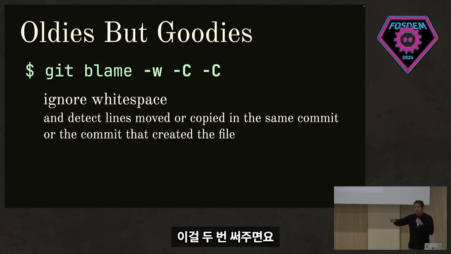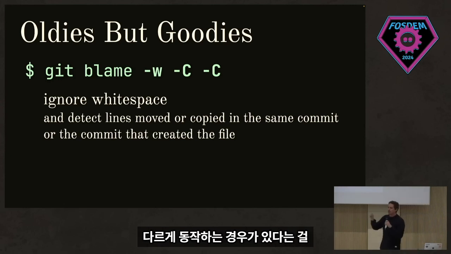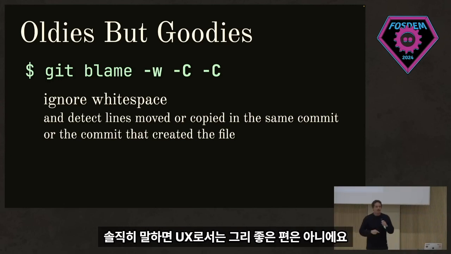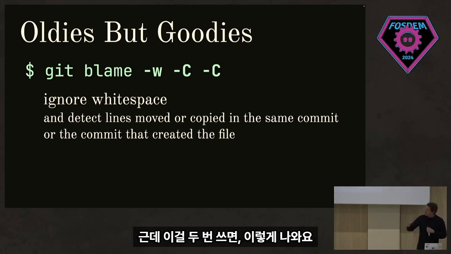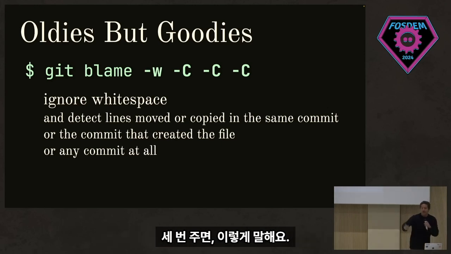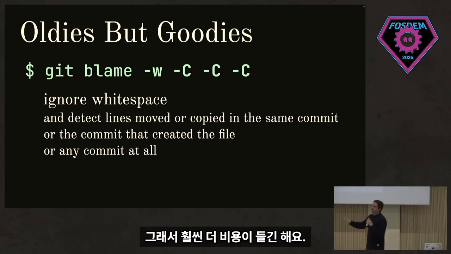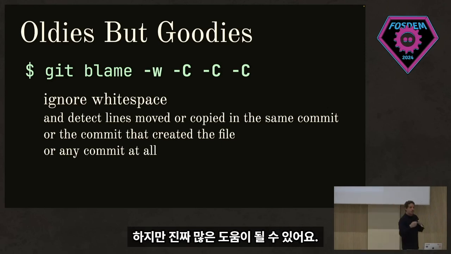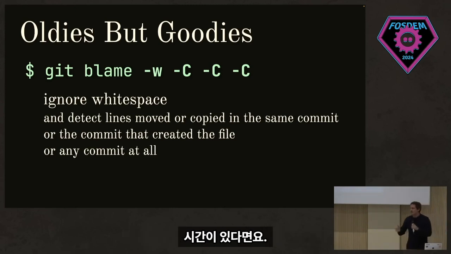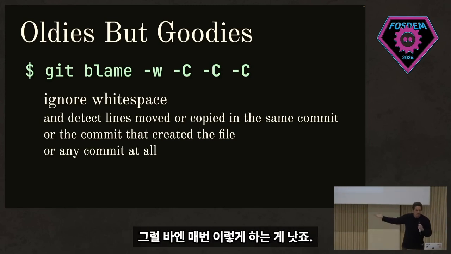If you do it 2 times, I don't know how many people know about command line options where you give it multiple times and it does different things, but it is arguably not the best UX I've ever seen. If you give it 2 times, it says, or the commit that created that file. If you give it 3 times, it says, or any commit at all. So it's much more expensive, but it can really help you. It's not that often you're running git blame, so you might as well do this every time, right?